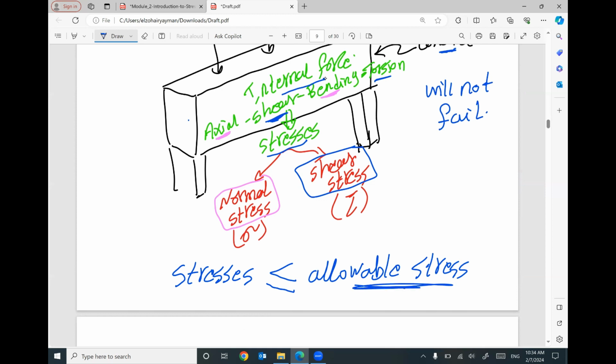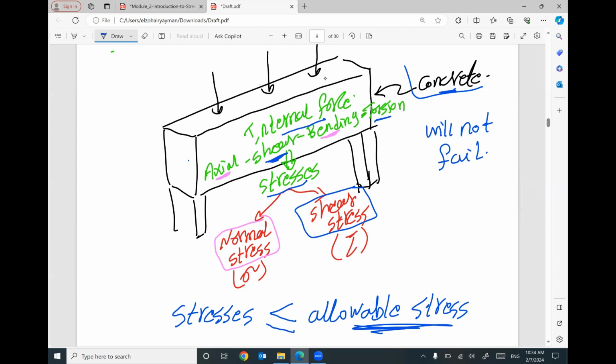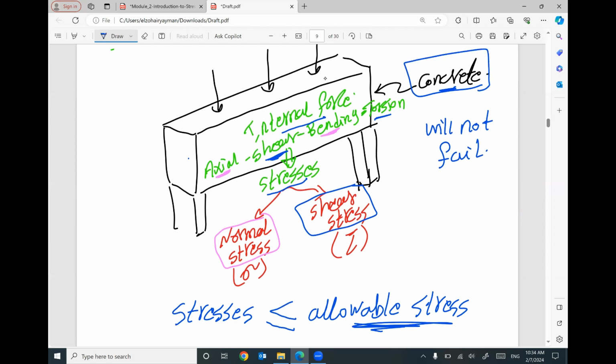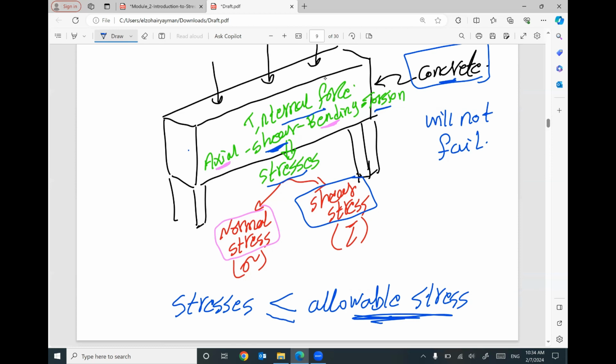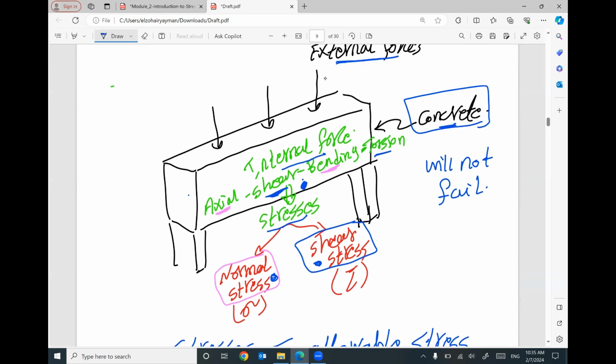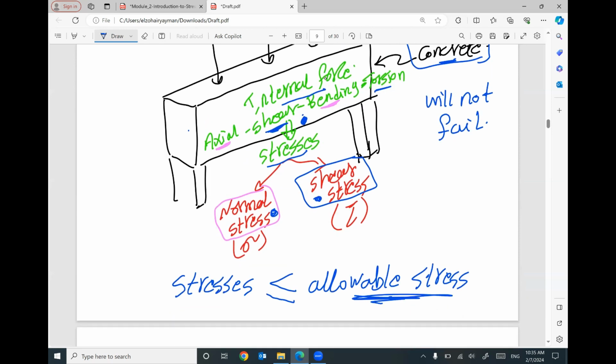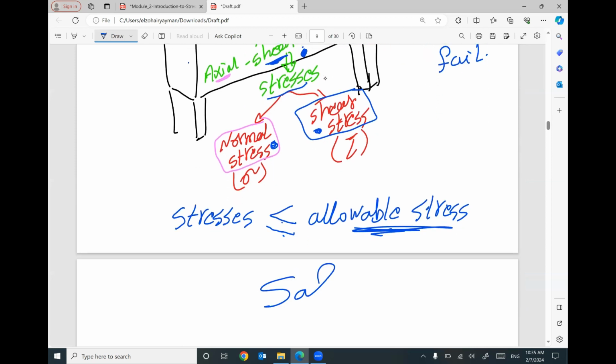This allowable stress is a material property. So for concrete, we have a specific value for allowable stress. For steel, we have a different specific value. For wood, we have another value for allowable stress. So if these stresses, which are calculated from these internal forces, which are calculated from the external forces, are smaller than or equal to the allowable stress, we are safe.